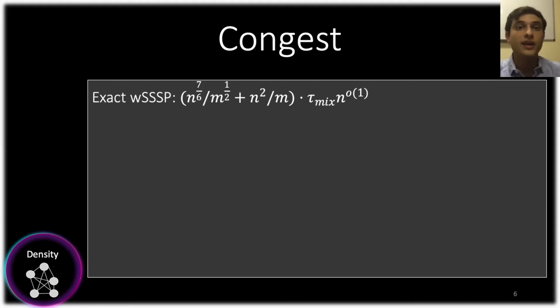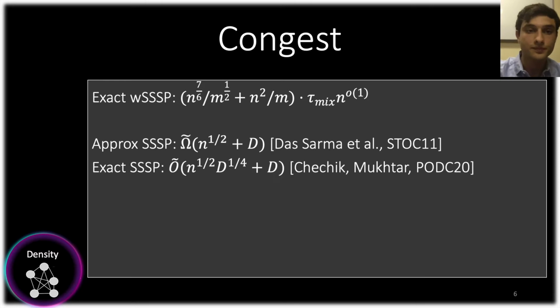Second, we show exact single source shortest paths. This means we have a single node in the graph, and every single node wants to learn its distance to this node. Now, our solution runs faster the more edges exist in the graph. Specifically, if we have n squared edges in the graph, that means the graph is very, very dense. Our solution takes n to the 1 over 6 times the mixing time number of rounds.